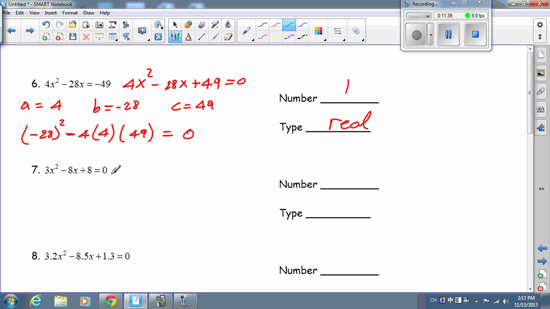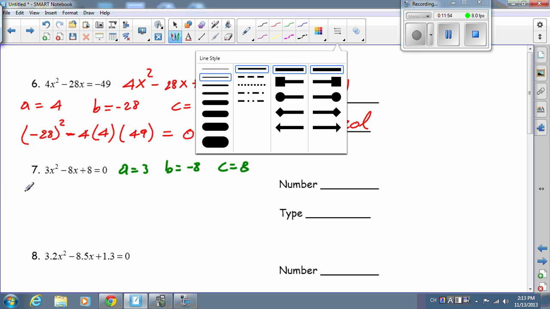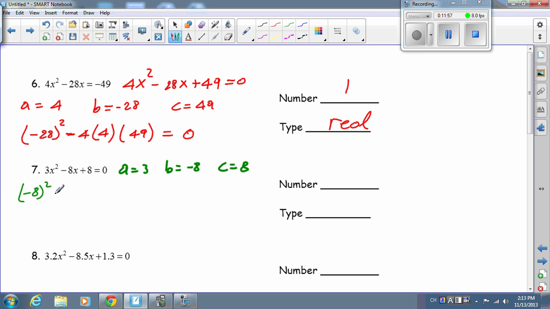For number 7, it's already arranged for me, so I can say a is equal to 3, b is equal to negative 8, and c is equal to 8. Using my b squared minus 4ac once again, I will end up with negative 8 squared minus 4 times a is 3 and c is 8. If you calculate it right, you should get negative 32. Well, this is less than 0. Knowing that it's less than 0, I will say it has 2, and because it's negative, they will be non-real.